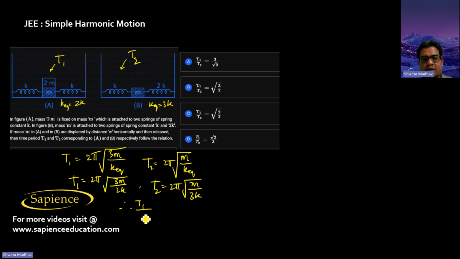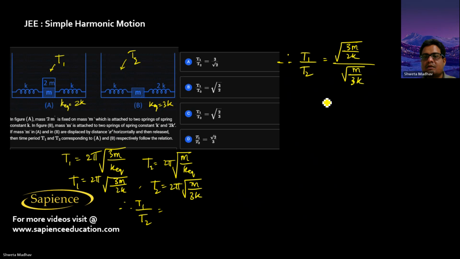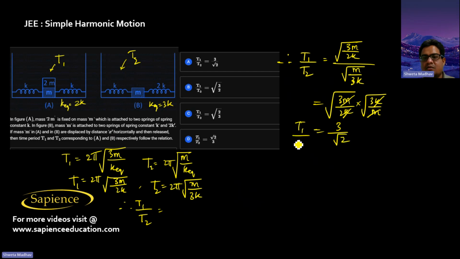Therefore T1 by T2 is equal to root over m by 2k divided by root over m by 3k. This will be root over m by 2k into root over 3k by m. So k will get cancelled and m will get cancelled, and we get root 3 by root 2. So T1 by T2 is equal to root 3 by root 2.